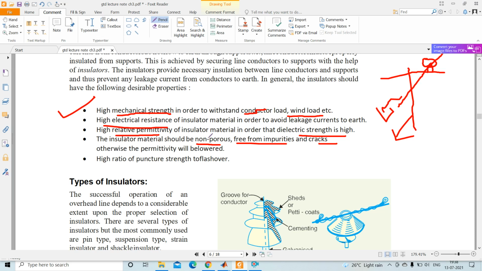And then high ratio of puncture strength to flashover. That means when there is flashover, it has a higher puncture strength. See, whenever a flashover strikes the insulator, some puncture may happen. So any insulating material should have a high ratio of puncture strength to flashover.